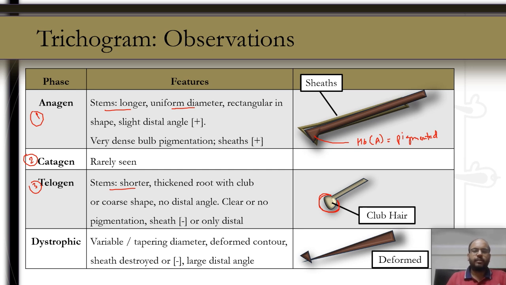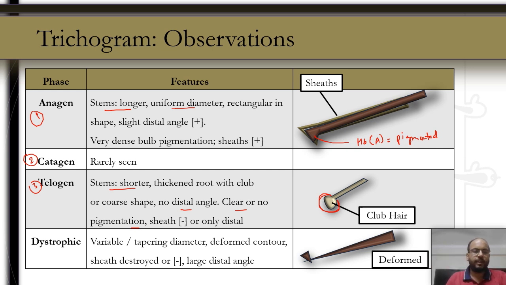So the hair bulb is thickened, club and coarse shaped, there is no distal angle, with clear or no pigmentation over the bulb. The sheath is absent or only present at the distal end. Why? Because the sheath is either destroyed and reabsorbed during the telogen phase, or the sheath is not firmly attached to the bulb. So when you forcibly pluck, only the bulb comes out, the sheath remains inside the scalp.